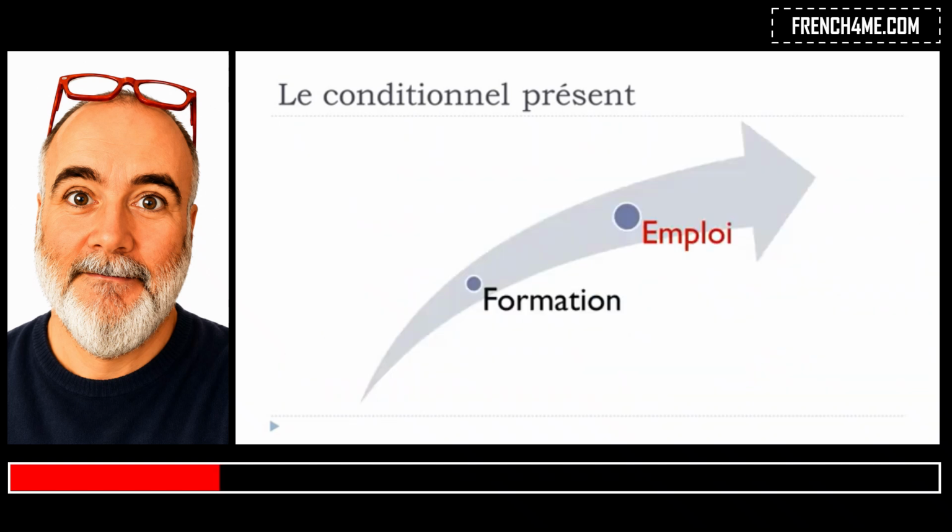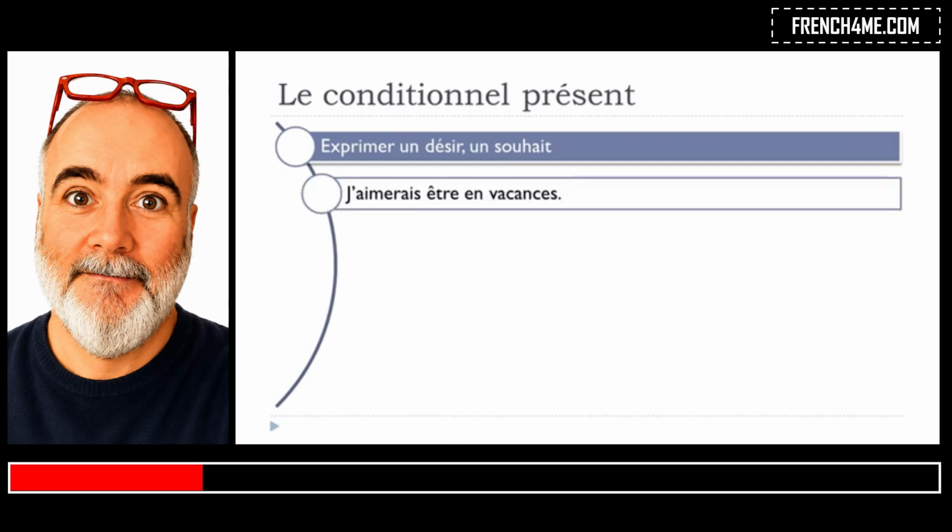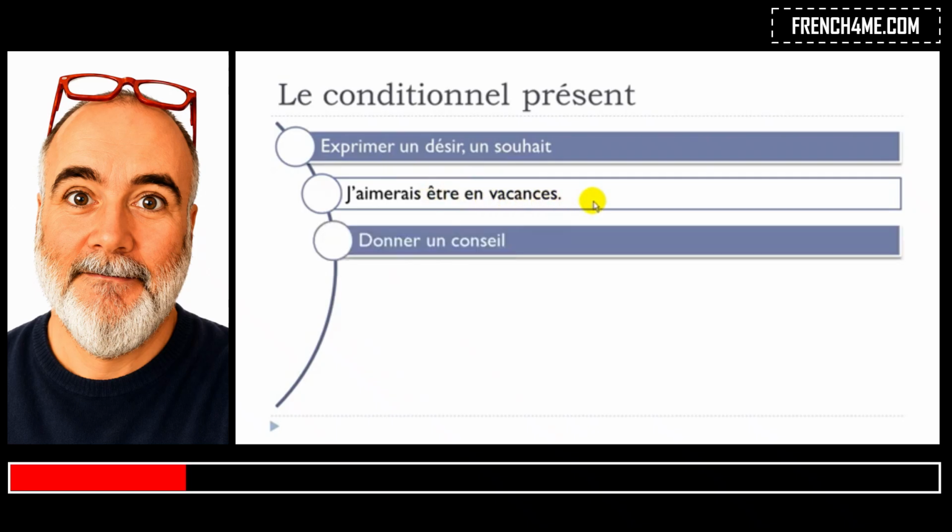Okay? And now let's see when we should use this conditionnel présent, because that's the most important thing. The first situation would be to express a desire or a wish, exprimer un désir ou un souhait. J'aimerais être en vacances. Aimer, to like or to love. Here you've got the conditional form. Être, to be. En vacances, on vacation. J'aimerais être en vacances.